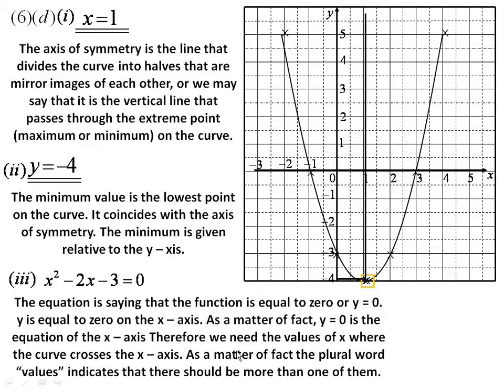As a matter of fact, the plural word values that we have in the statement of the problem indicates that there should be more than one of them. So where they are, here and there, so these are the two values where y is equal to 0, where the expression is equal to 0, where the expression crosses the x-axis, and we have -1 and +3.